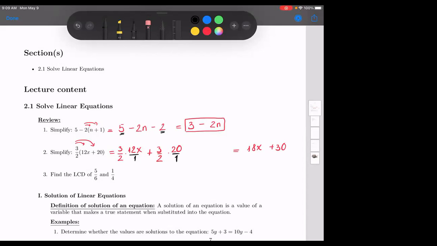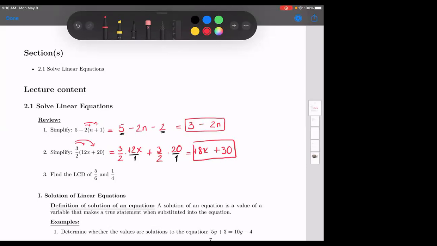So 3 times 12 is 36. 36 divided by 2 is 18, right? So 18x. And then 3 times 20 is 60. 60 divided by 2 is 30. So plus 30. Yep. The reason I'm asking you to do this is later we're going to use this a lot.